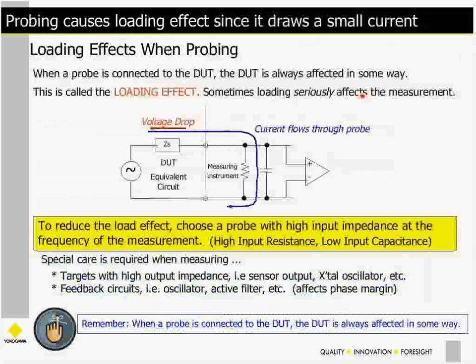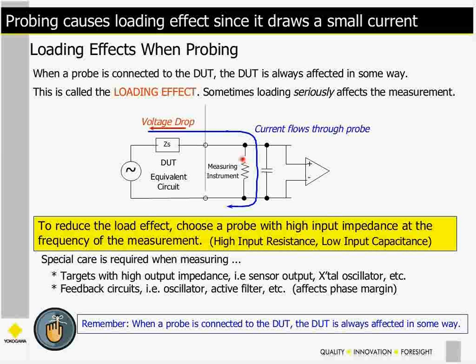Okay, so here's a schematic, and we have a device under test here, and I've got a measuring instrument here that has an input resistance and capacitor model. You might think of this as the front end of a scope or the front end of a probe. And when I tied this network into my device under test, the device under test has a source impedance Z sub S, and this is the equivalent circuit of that device under test. Obviously, I've formed a voltage divider right there.